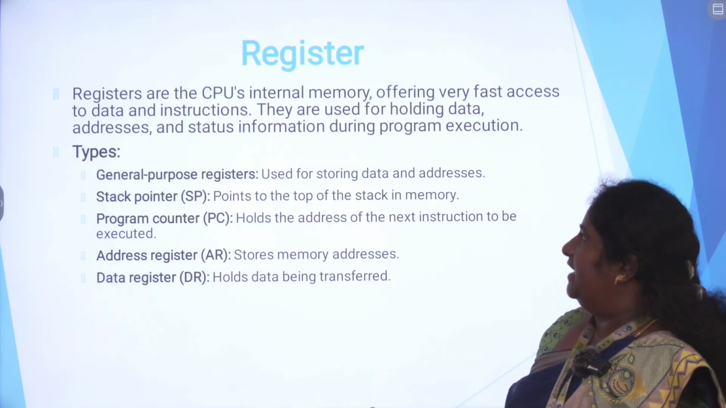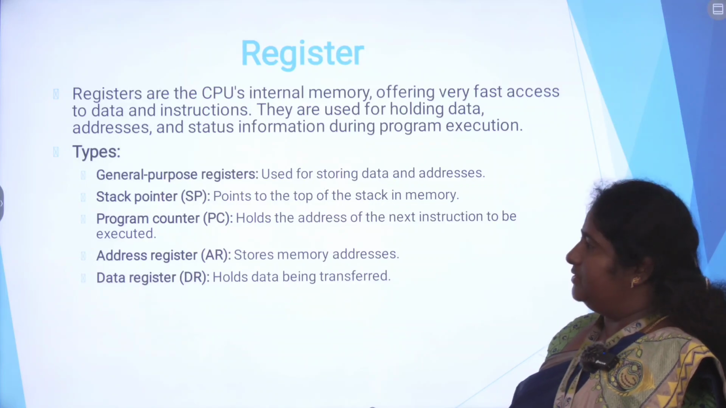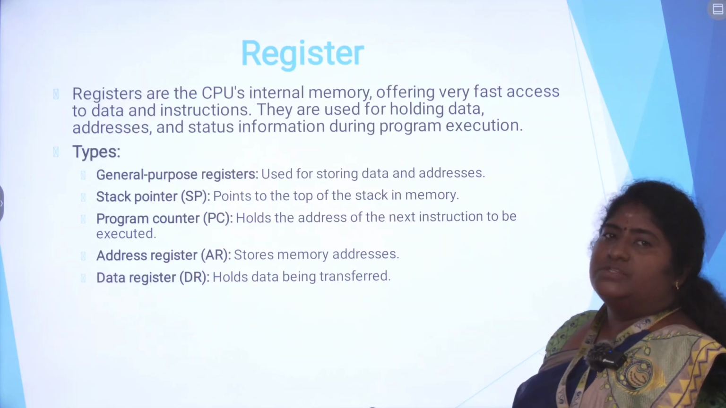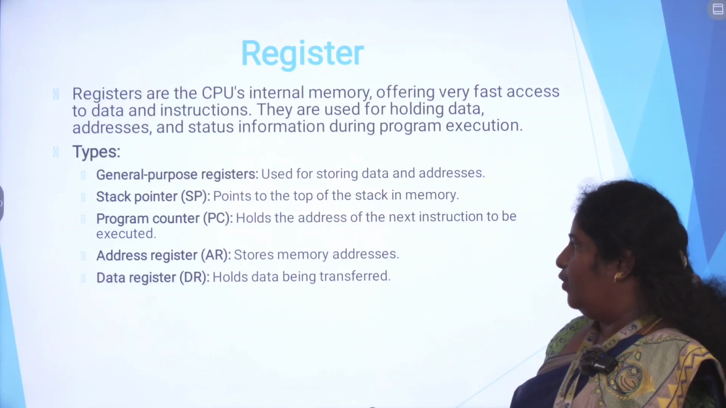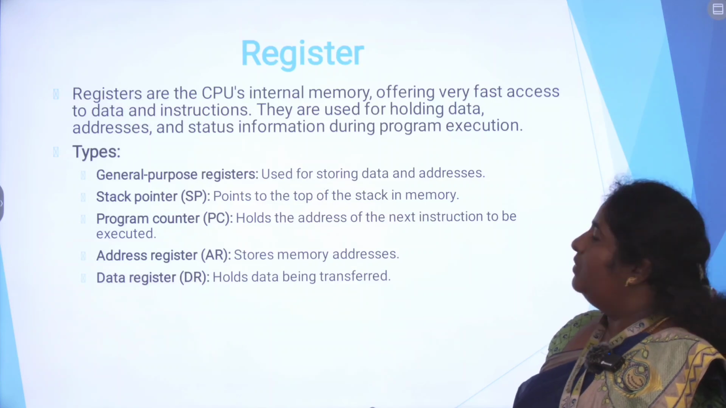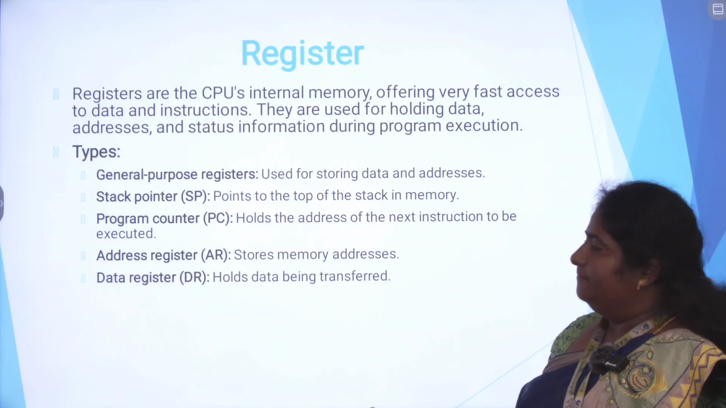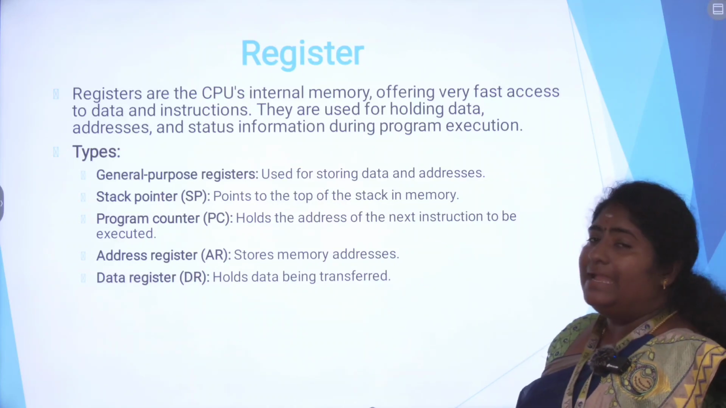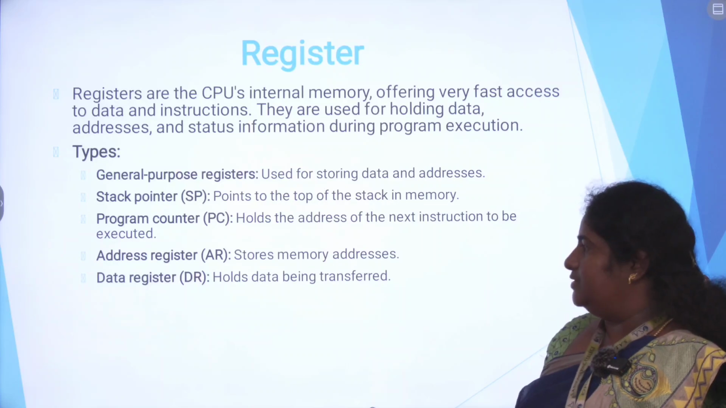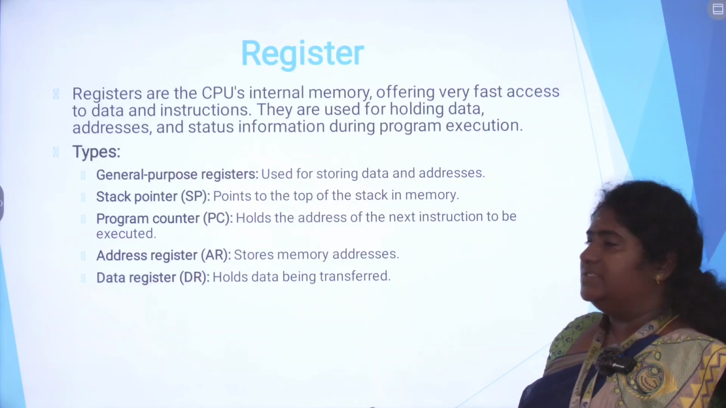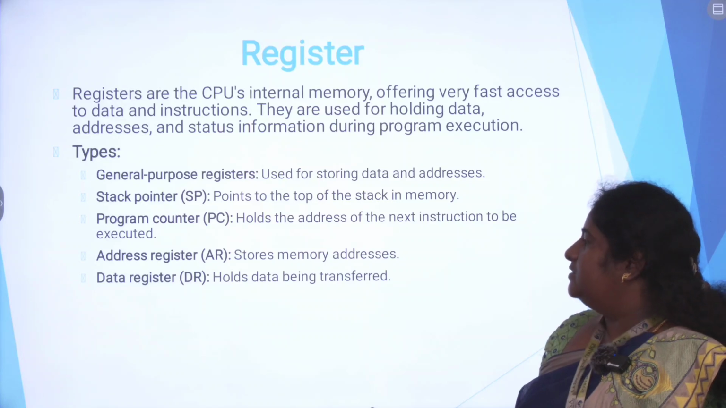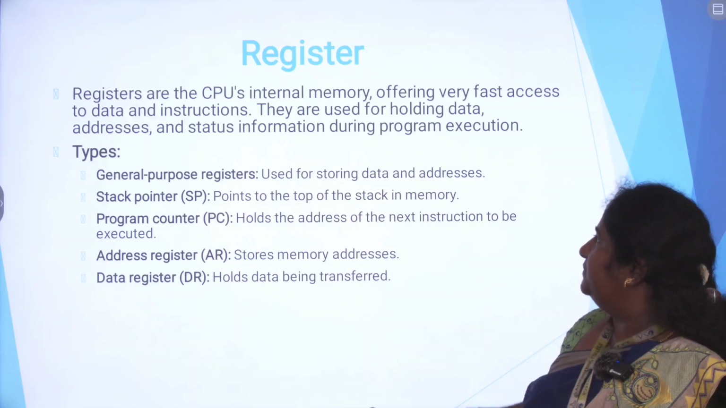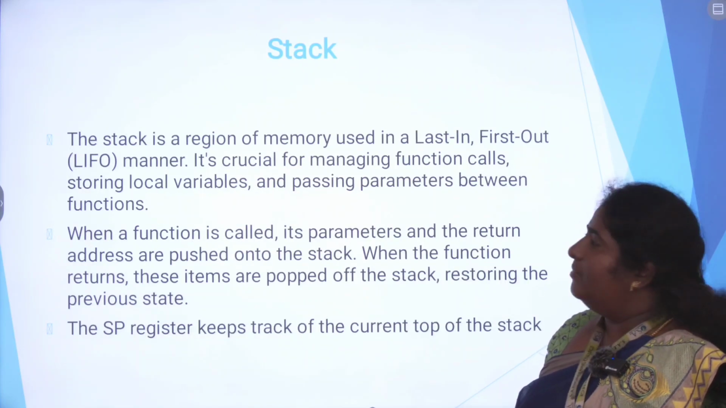Basically there are 5 types of registers. The first type is called the general purpose register, which is used for storing the data and address. The second is called the stack pointer, which points to the top of the stack in the memory. The third one is called the program counter, which holds the address of the next instruction which needs to be executed. The fourth one is called the address register, which stores the memory address. The fifth one is called the data register, which holds the data which is being transferred.